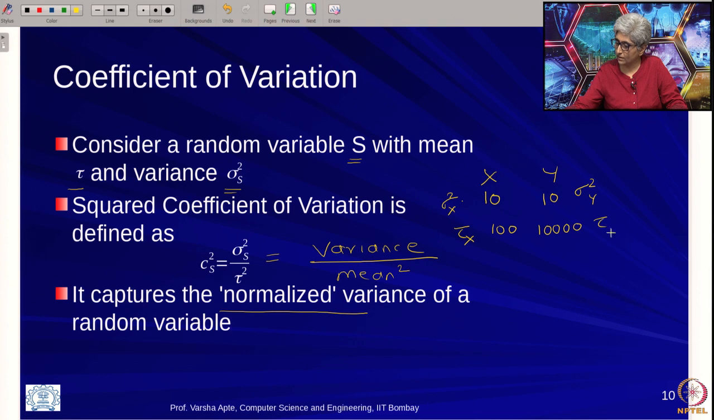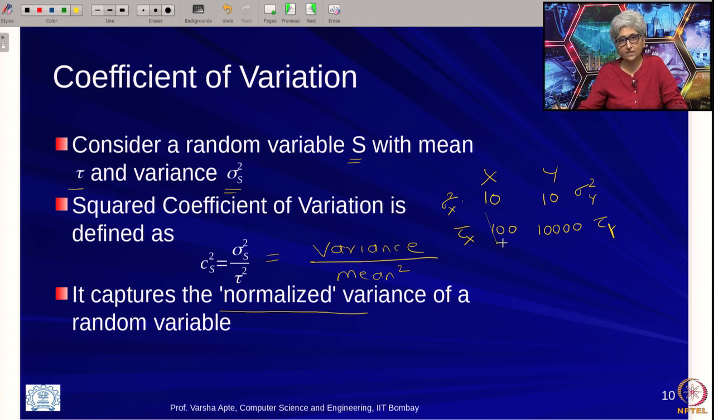So tau y is 10,000. If you look at these numbers, I would like to ask you which of these random variables feels a little more variable to you, which is inherently more variable, x versus y. So x is showing a variance of 10 on a mean of 100, whereas y is showing a variance of 10 on a mean of 10,000.